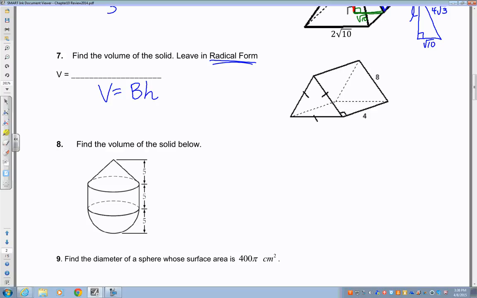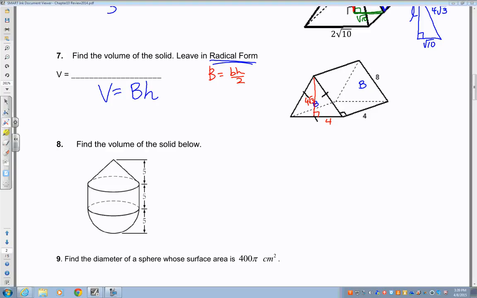Okay, first, what shape is the base? A triangle. Yes, and it's an equilateral triangle on top of that. So that means you need the height of that equilateral triangle. So this is 4, and this should be 4 root 3. So we're doing the base times the height divided by 2 to find the area of the triangle.